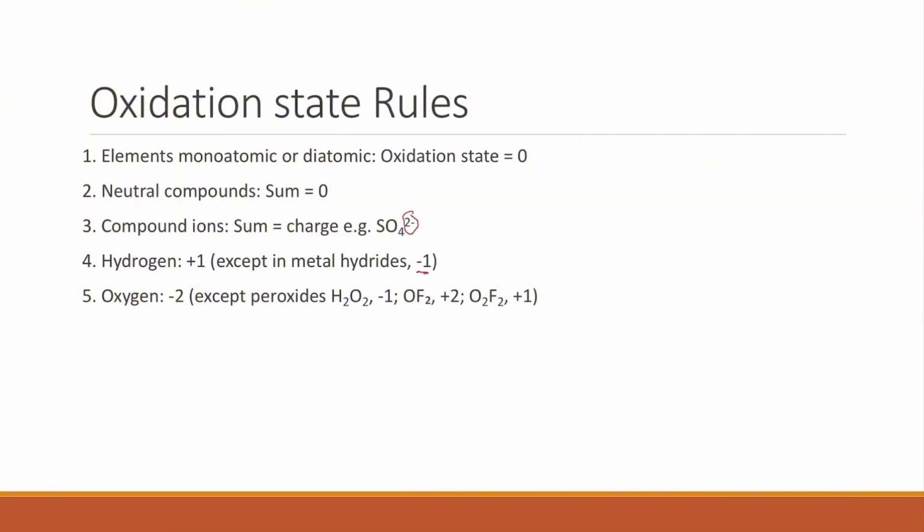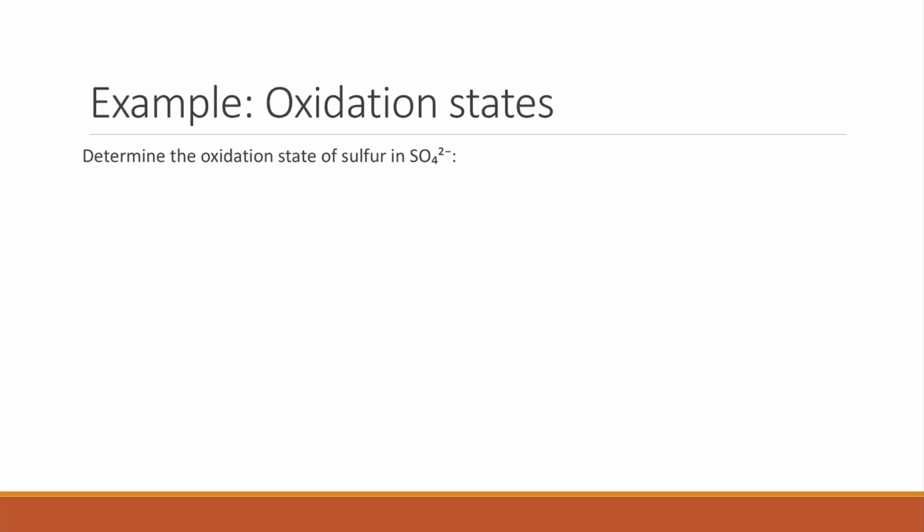Oxygen will always be minus 2, but there are a few exceptions, which are hydrogen peroxide, where it's minus 1 for the oxygen, or oxygen difluoride, where it's plus 2, or O2F2, where it is plus 1. Halogens are normally minus 1, but there will be some exceptions. We will talk about them when the time comes.